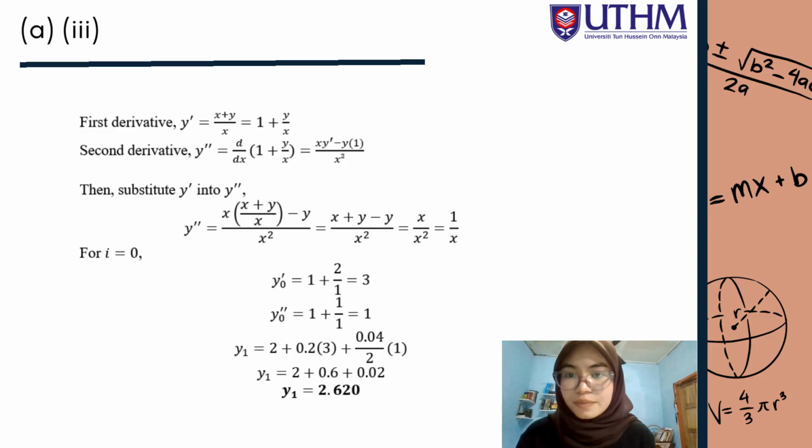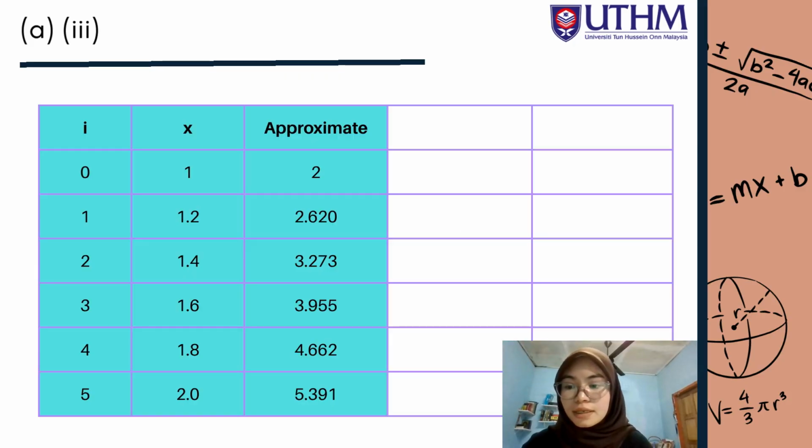And all the approximate values, we can transfer into the table so it is easy to use for the next step of the calculation method. This table shows the approximate value for each iteration from 0 to 5.